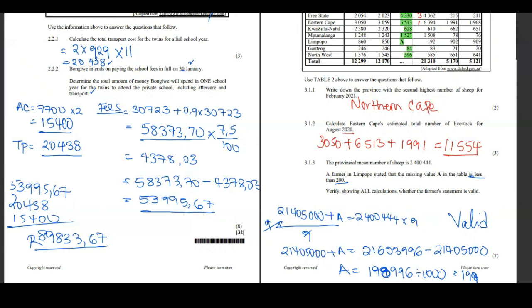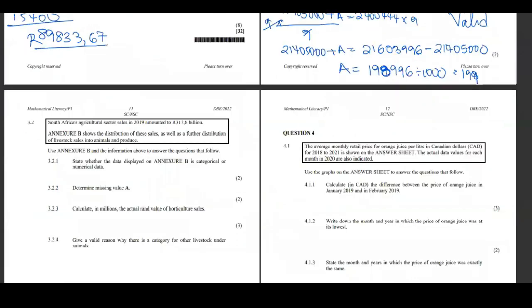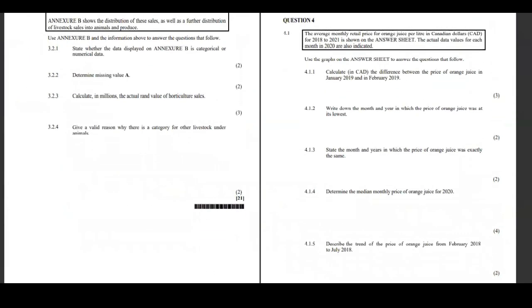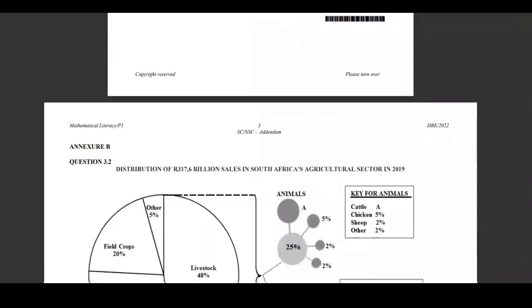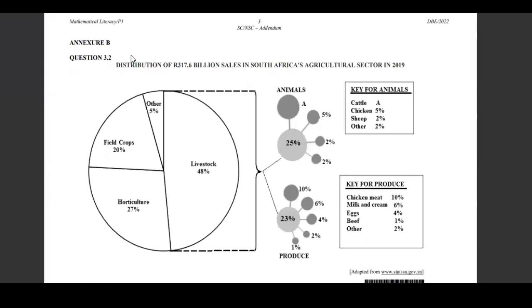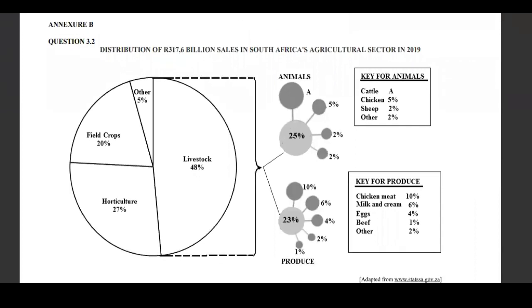All right. We'll go to this next question. Question 3.2. It should have an annexure there. The annexure, let's see it. It's here. Okay, this is a pie chart, and it's split. The livestock is split into, you see that? You see this 48, it's this part here.